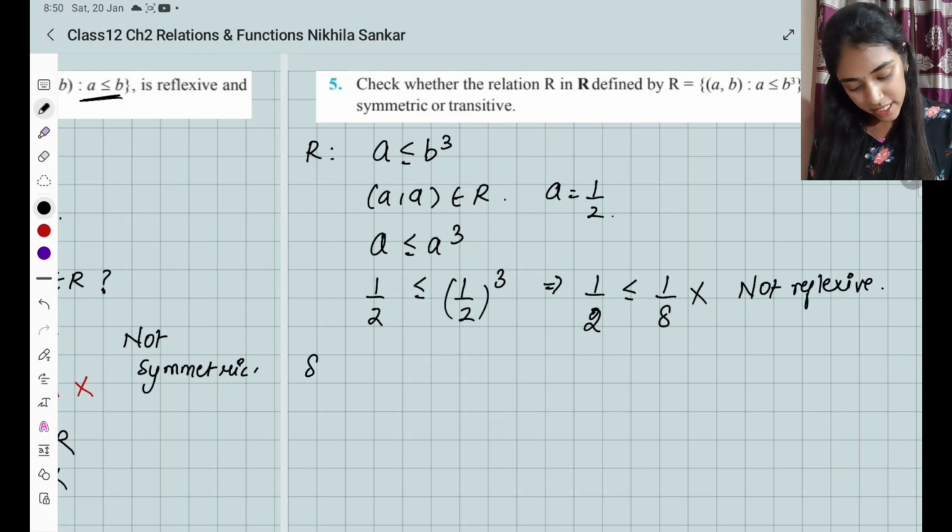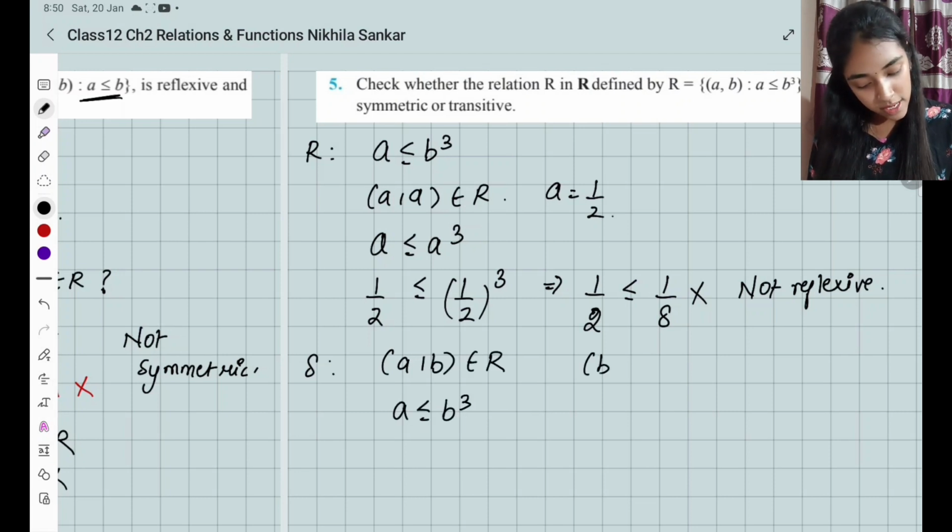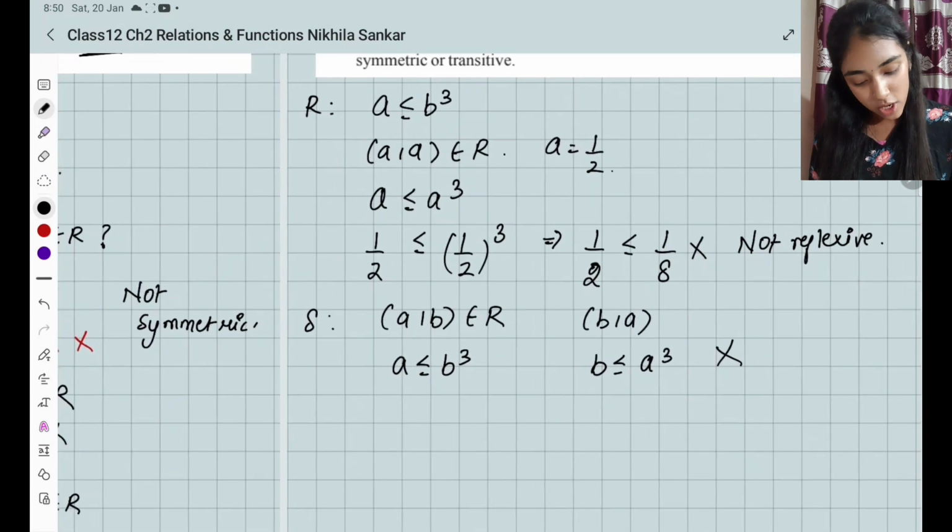Okay, symmetric we can know directly. So you have a comma b belongs to R, which means a is less than or equal to b cube, but b comma a means b less than or equal to a cube comes, which is not going to be true. Correct? So this is not symmetric.